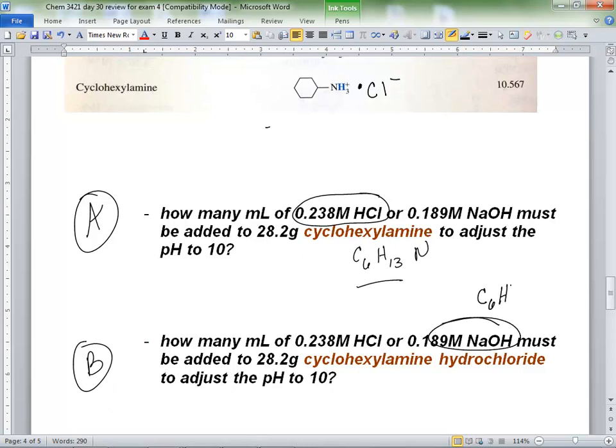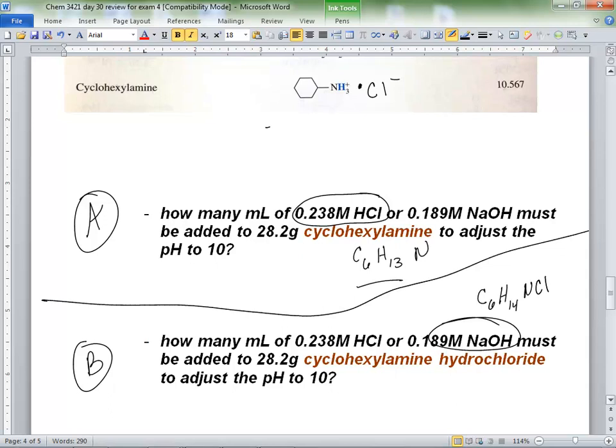C6, H what? 2, 4, 6, 8, 10. Should be 14, right? H14, Cl. That's the chemical formula to find the molar mass. So that one's just like we did on the quiz.